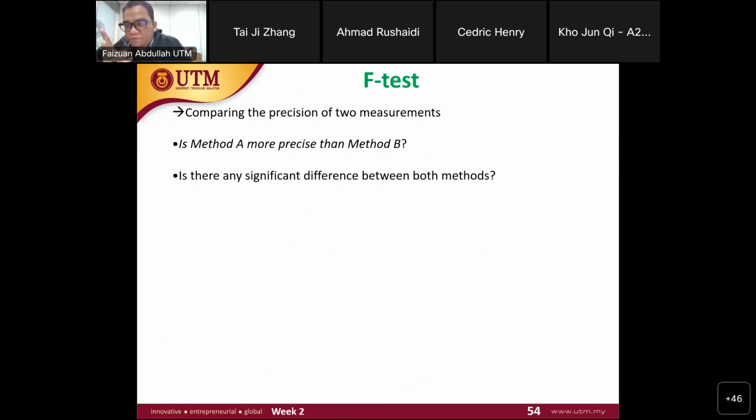The t-test has 2 types, right? The first one, we want to compare a series of data to the true value, the known value. For example, they give the result from a method that has been referred to the standard method, ASTM, and so on. And also we have 2 sets of data to compare, whether identical or not. But for the F-test, we want to compare the precision of 2 measurements. Is method A more precise than method B or not? Is there any significant difference between both methods?